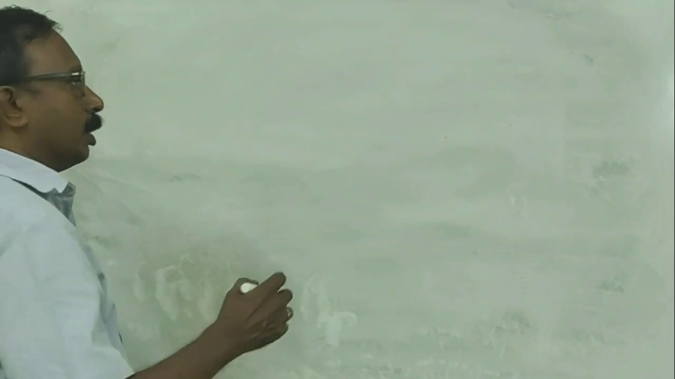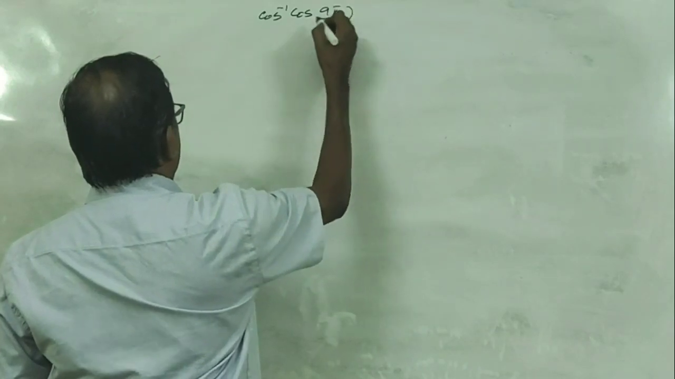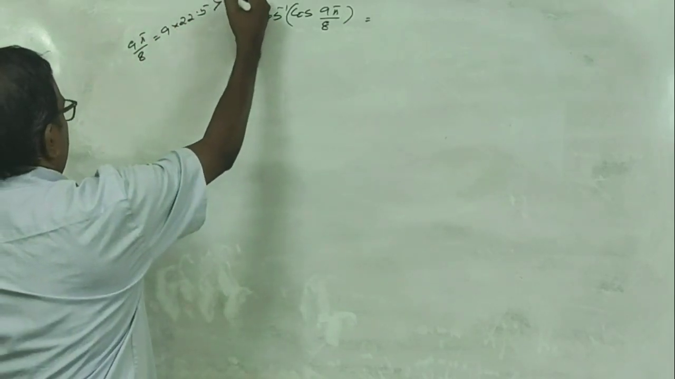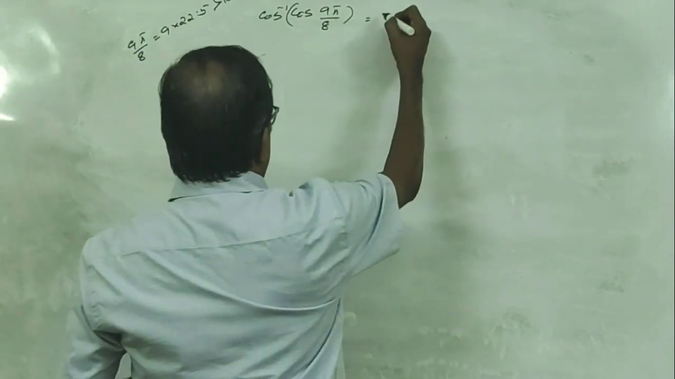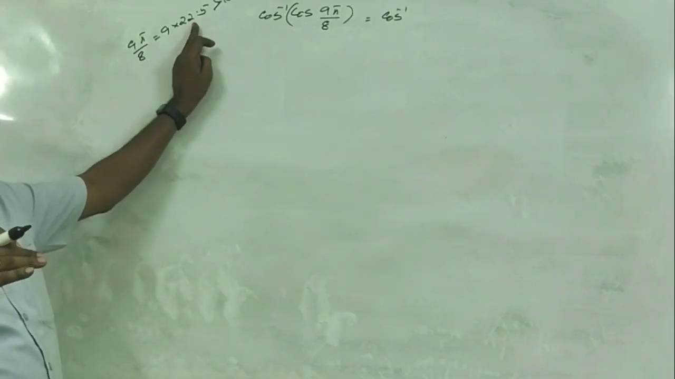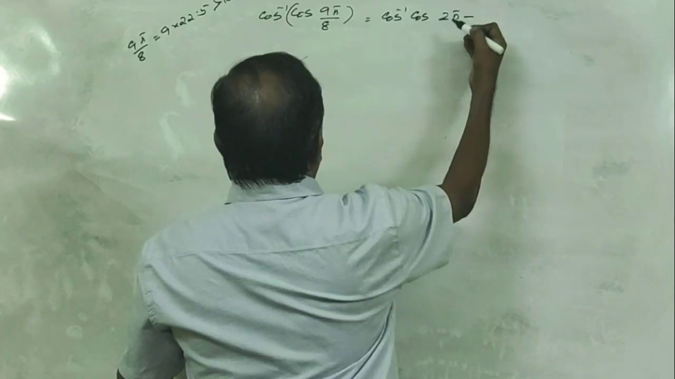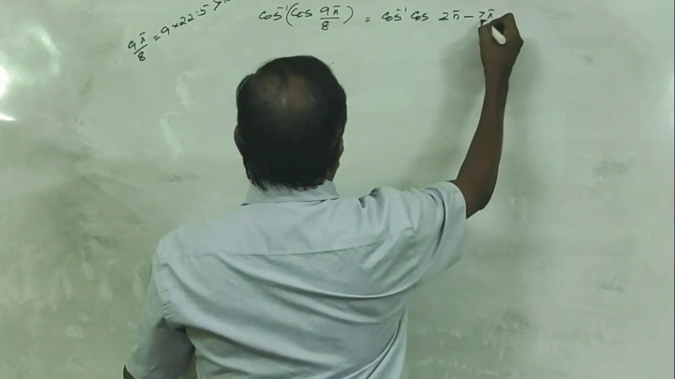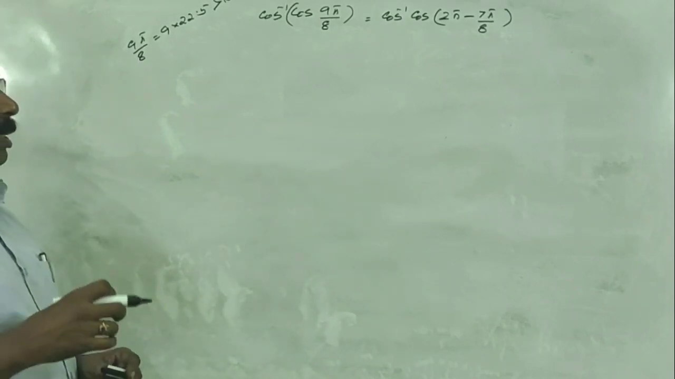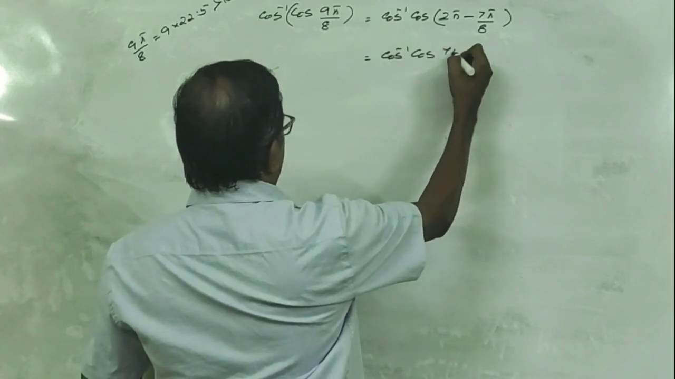Next question is cos inverse cos 9 pi by 8. Pi by 8 is 22.5 degrees, so 9 pi by 8 exceeds 180. Cos inverse x lies between 0 and pi, so we have to convert this function to cos inverse cos of 2 pi minus 7 pi by 8. 16 pi minus 7 pi becomes 9 pi. Cos of 2 pi minus theta is cos theta, in the fourth quadrant cos is positive, so cos inverse cos 7 pi by 8.